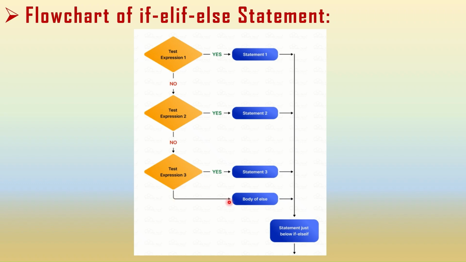Otherwise, if it becomes false, then the body of the else block of statements will be executed, and then it comes out of that else and executes the other set of statements just below the if elif. So this is how the flow of the program will go in case of the if elif else statement.